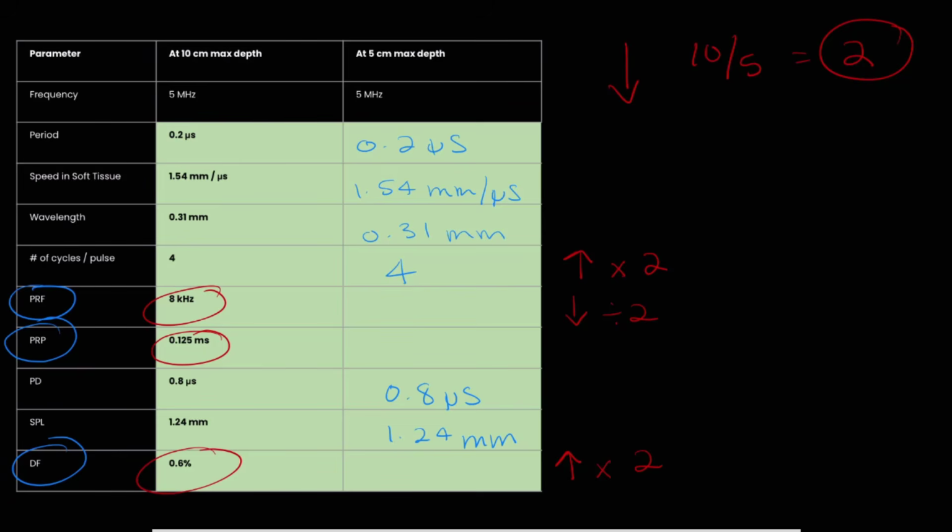8 kilohertz times 2 is 16 kilohertz. We've increased it by a factor of 2. When pulse repetition period has its factor applied, it's divided by 2. So 0.125 divided by 2 makes our pulse repetition period 0.0625 milliseconds. And lastly, for depth decreased by a factor of 2, duty factor is going to increase by a factor of 2, and 0.6% multiplied by 2 is 1.2%.